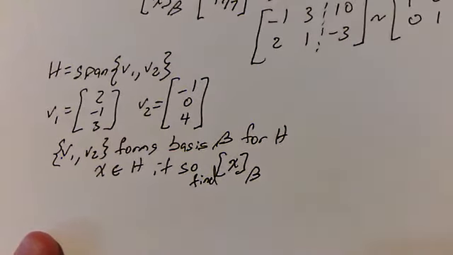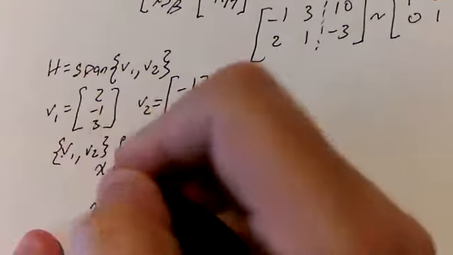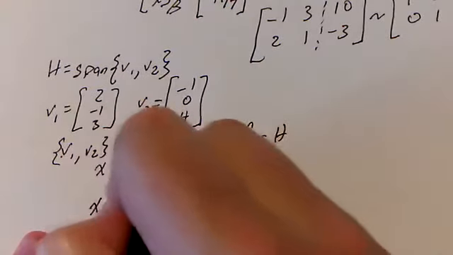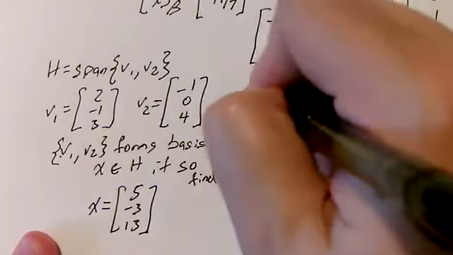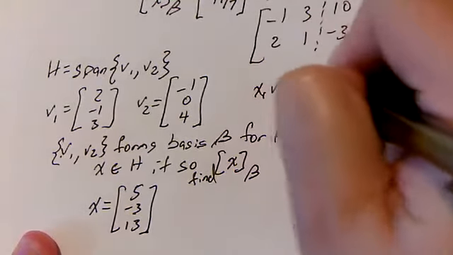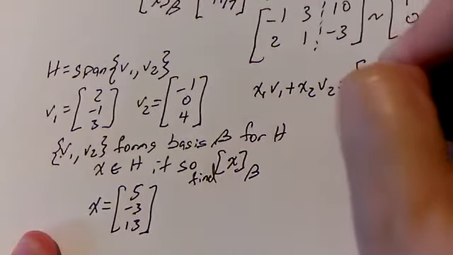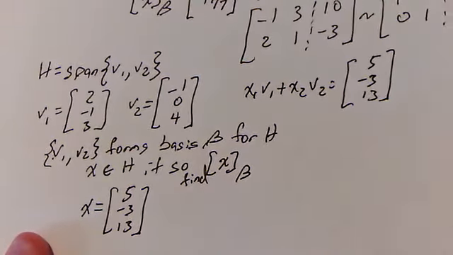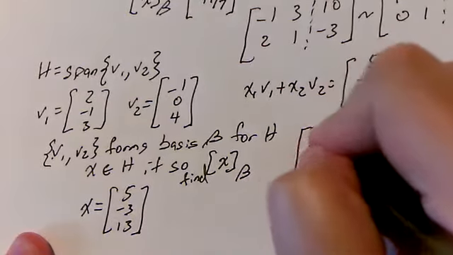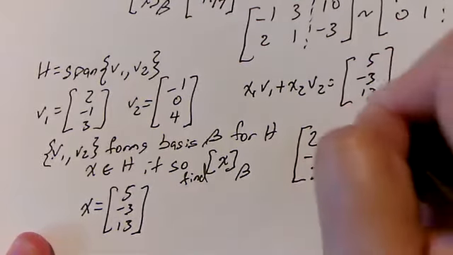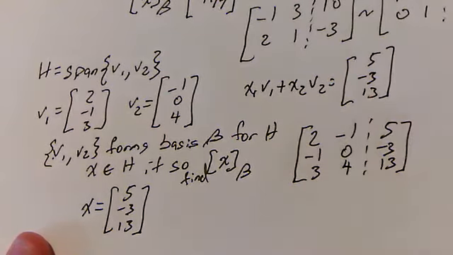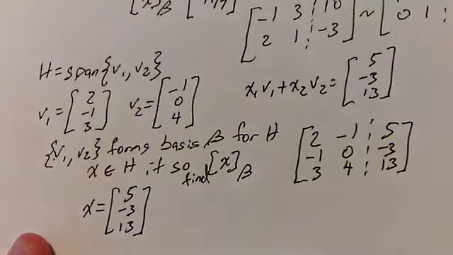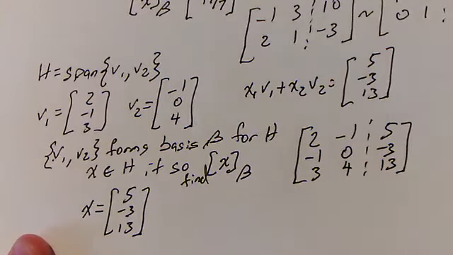Okay, so let's consider a vector X. Our vector X is 5, negative 3, 13. So I'm looking for where x1 v1 plus x2 v2 is equal to 5, negative 3, 13. So again, I just need to augment the matrix: 2, negative 1, 3, negative 1, 0, 4, augmented with 5, negative 3, and 13. And if I get a consistent system, then I know that X is in the space H.